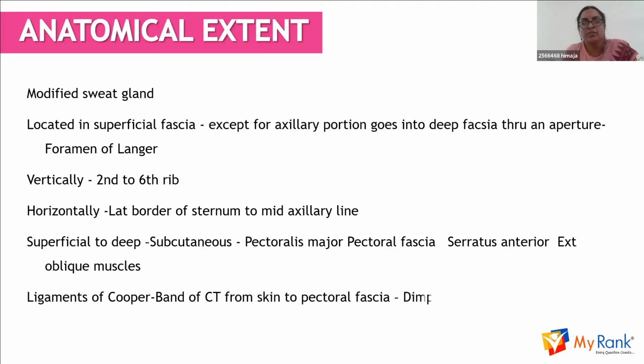It is located in the superficial fascia, that is, subcutaneously, extending vertically from the second to the sixth rib, and horizontally from the lateral border of the sternum to the mid-axillary line. So the whole component is mainly in the subcutaneous plane, except for a small portion anteriorly and laterally that pierces the deep fascia through the foramen of Langer, and a part lies deep in the deep fascia. The anatomical importance is that whenever there is enlargement of this part of the breast, it may mimic a lipoma.